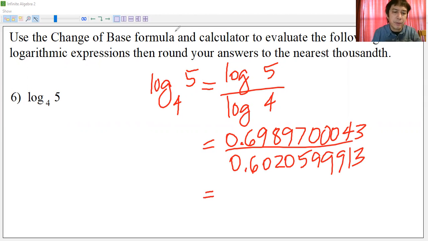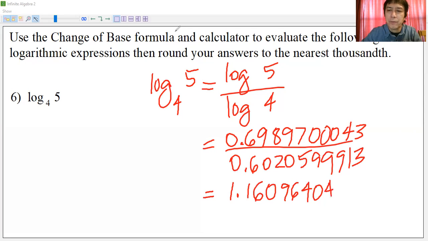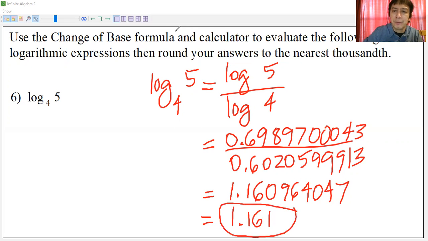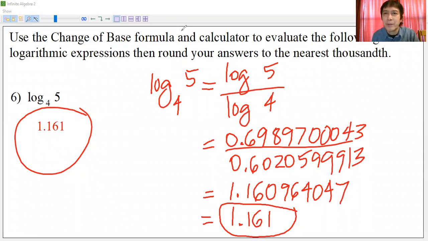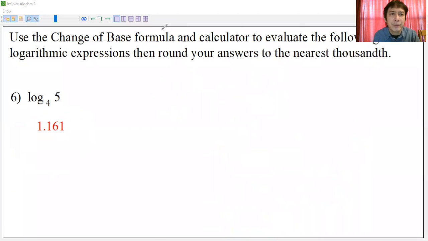And so we will divide it. We have the quotient, the answer, 1.160964047. Rounded to the nearest thousand, this will be 1.161. There. And so we will check and verify the answer. Is it 1.161? Yes, it's 1.161. There. Number 7. Let's proceed to number 7. Here's number 7. Logarithm of 3.2 base 3.